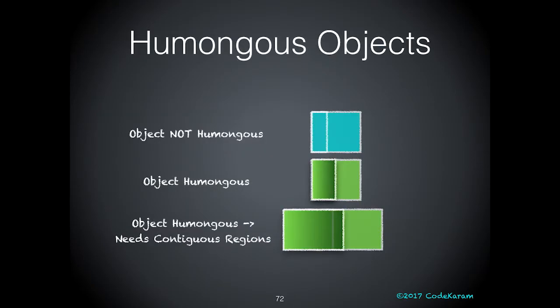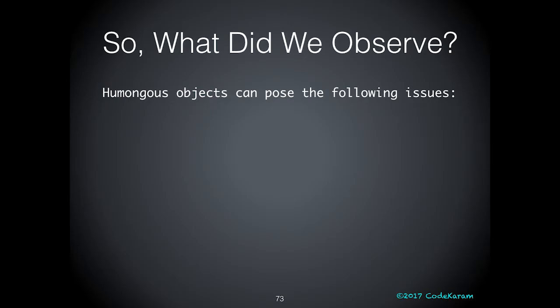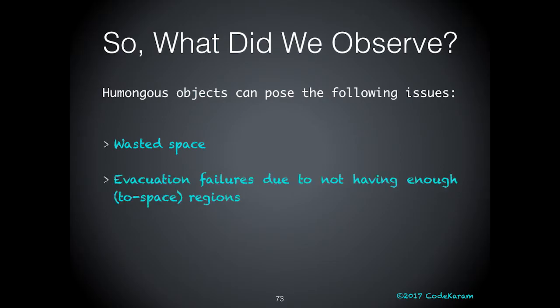All right. What else did we observe? We observed this kind of space, which is wasted space. I'm sorry you cannot see the text in red. It says wasted space. Because each humongous region, or contiguous region, can only house one humongous object, you have so much wasted space, right? Again, so humongous objects can pose the following issues. You have wasted space, which can lead to fragmentation. And then you have evacuation failures because you don't have enough to-space regions, okay?